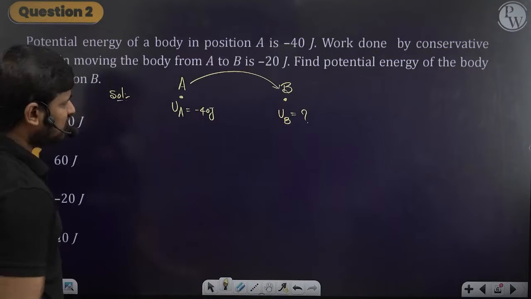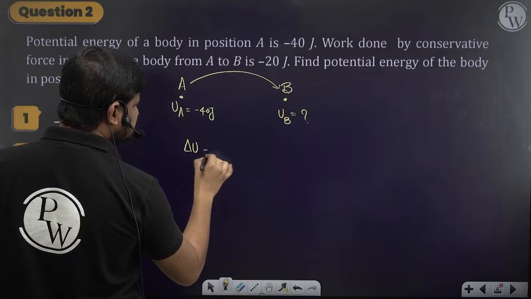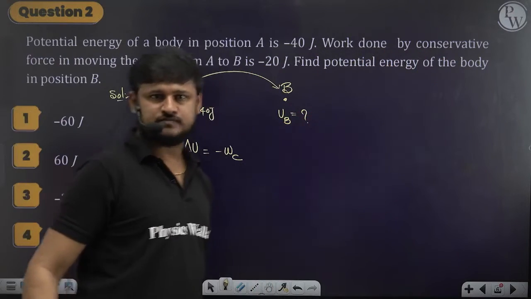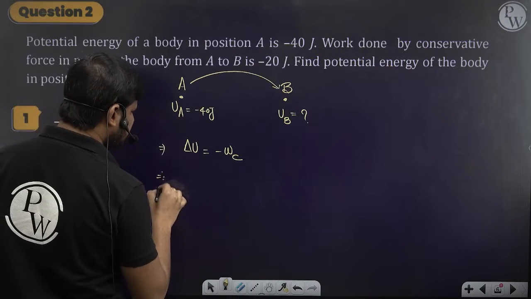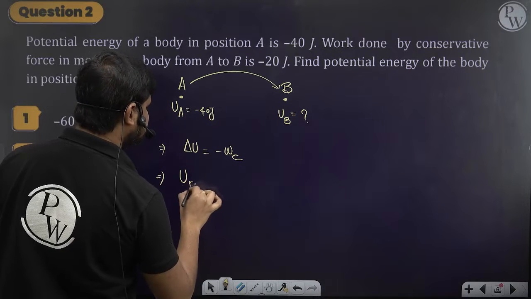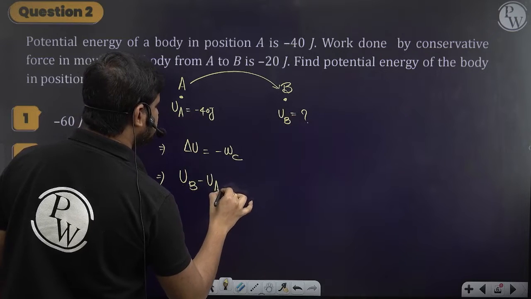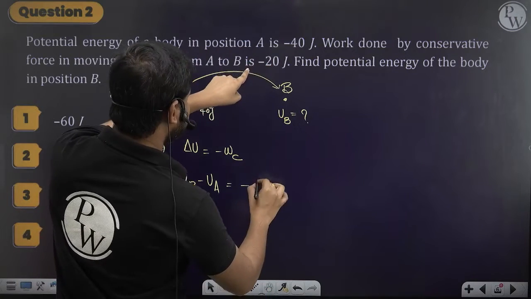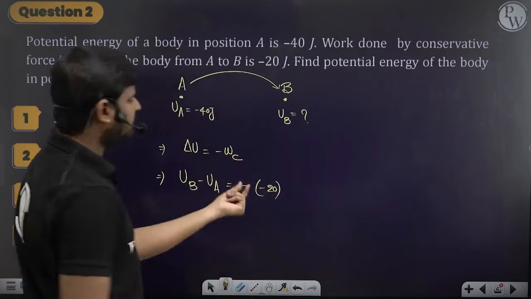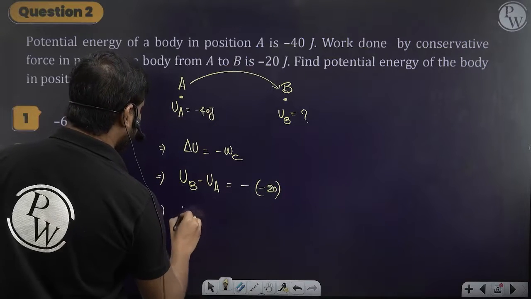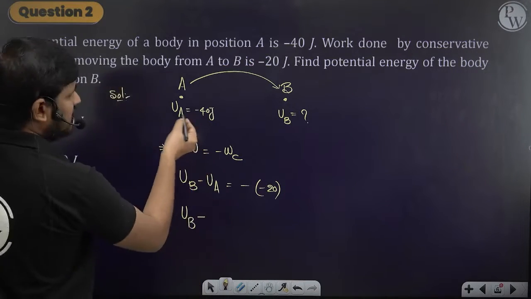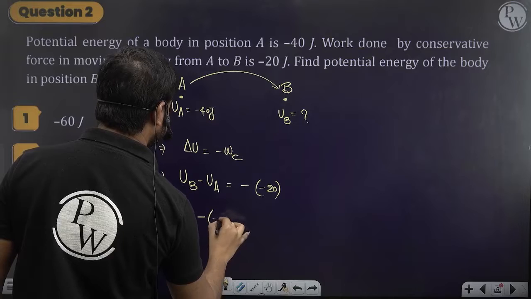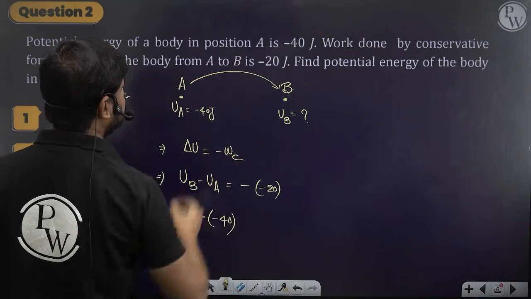We know that the change in potential energy is equal to the negative of the work done by the conservative force, because they said clearly it is the conservative force. Change in potential energy is final minus initial, so UB minus UA is equal to minus of the work done by the conservative force. The work done by the conservative force is minus 20 joules, so minus of minus 20 joules. The potential energy at point A is minus 40.